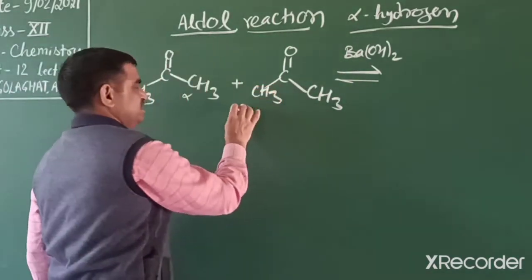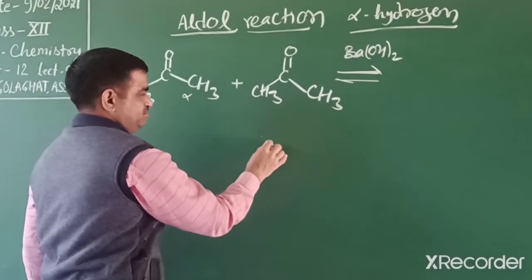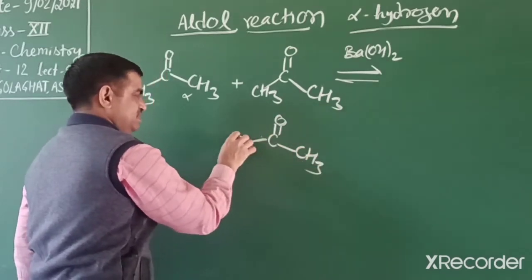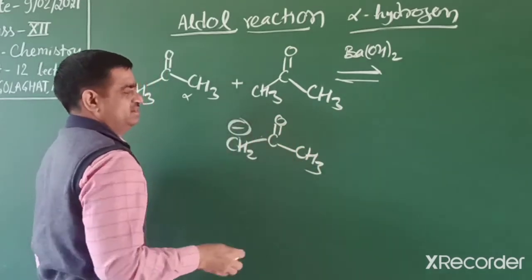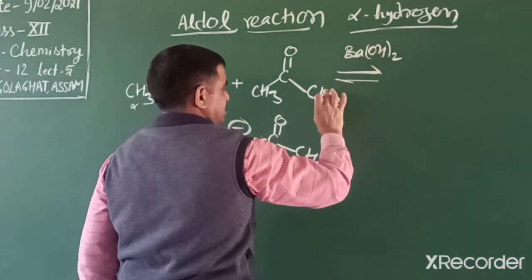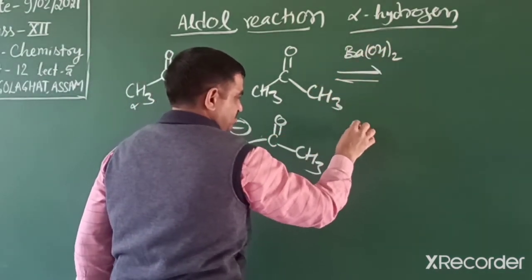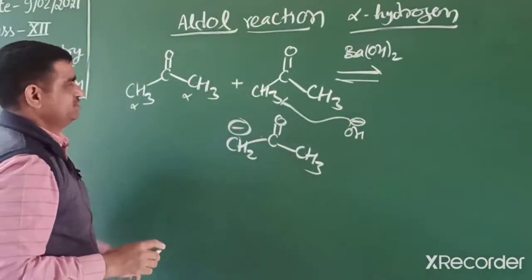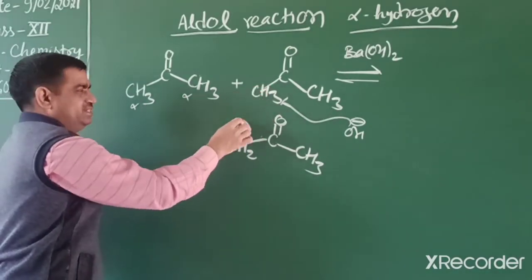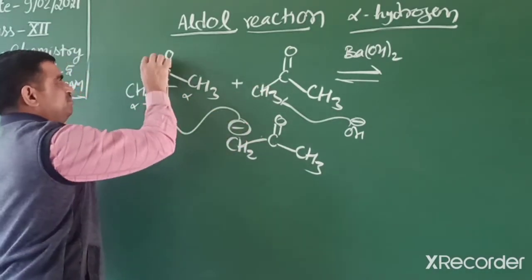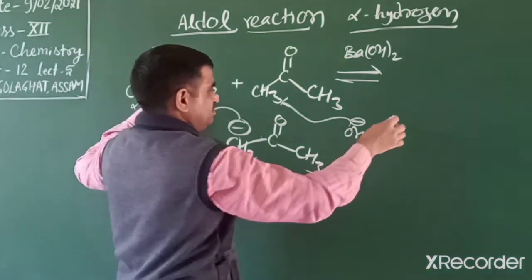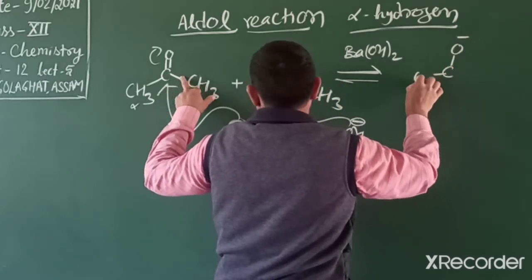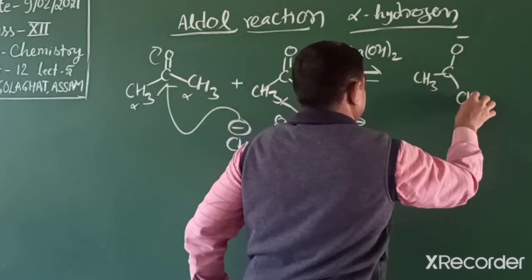After that, the base abstracts a proton from this compound, and then it forms such a type of carbanion. The base abstracts one proton, so this acts as a nucleophile. One mole acts as a nucleophile and attacks another group. So we can write the product from here: oxygen minus and CH3, CH3.